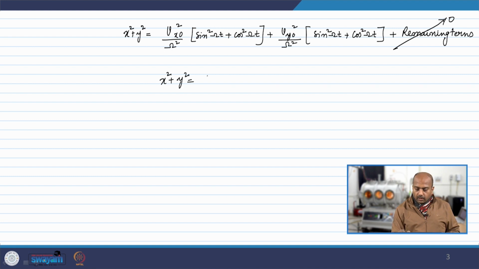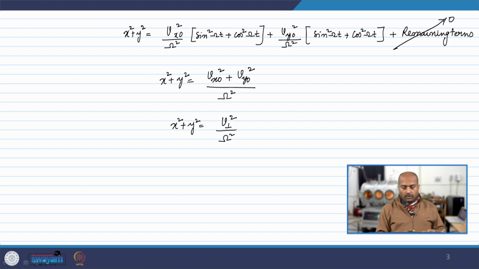And we have x square plus y square is Vx0 square plus Vy0 square divided by omega square. So we can write x square plus y square as equal to v perpendicular square by omega square, because Vx0 square plus Vy0 square is equal to v perpendicular square.